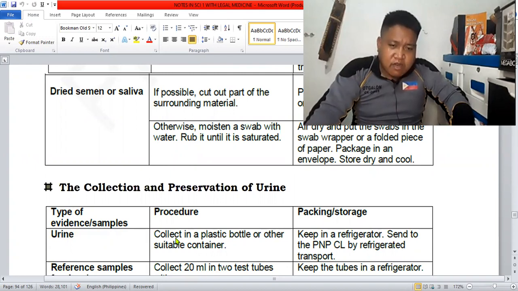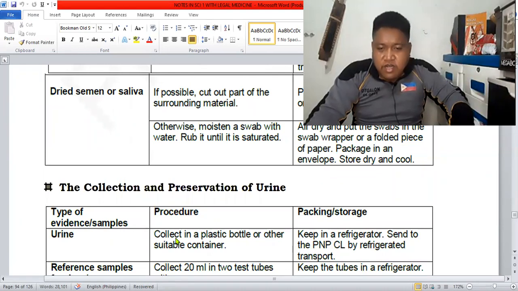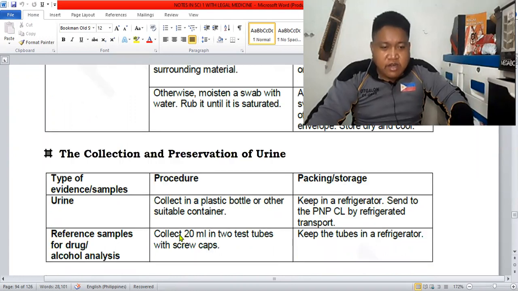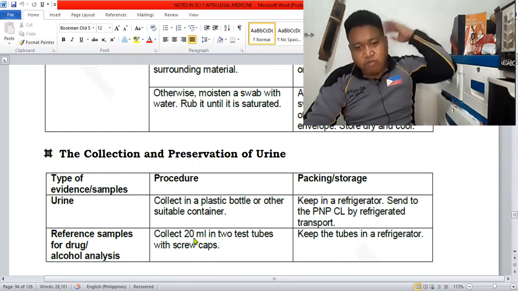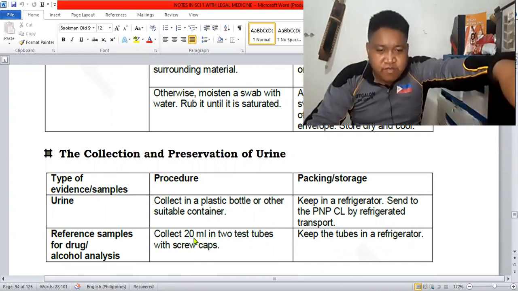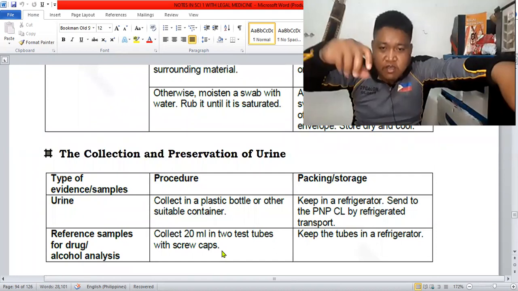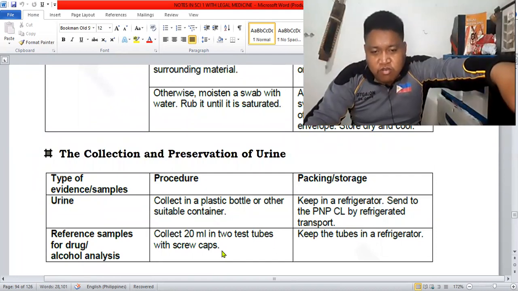Collect in a plastic bottle. Yan, hindi na paper bag yan. Collect in a plastic bottle or other suitable container. Keep in a refrigerator. Send it to the PNP crime laboratory and reference sample for drug or alcohol analysis. Pag gamitin mo yan for drug or alcohol analysis, collect 20 ml. 20 ml in 2 test tubes. Yan. 20 ml each. So 20 ml in 2 test tubes with screw cups. Yan. May close. Keep the tubes in a refrigerator. Okay?